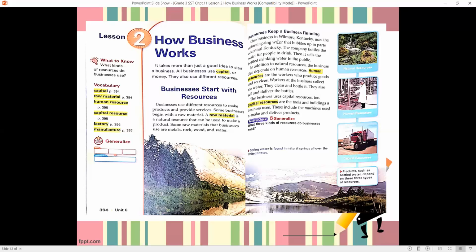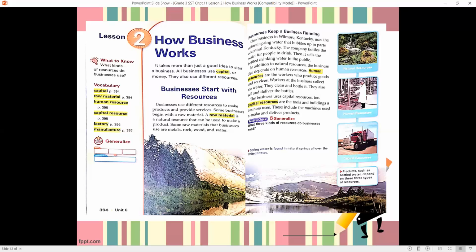One business in Wilmore, Kentucky, uses natural spring water that bubbles up in parts of central Kentucky. Now I know you're thinking of something, I can see you smiling. Okay, Kentucky. In Kentucky, they have natural springs. A natural spring is the water flowing from the waterfalls, which is pure, clean water.